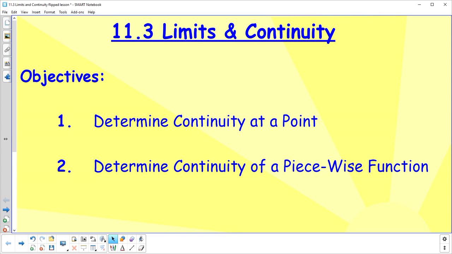Okay, pre-calc, our next lesson is going to be about continuity and how we can use limits to test continuity. And so we're going to break this into two pieces. The first part is when we talk about continuity at a specific point, so we're going to have some x value we plug in and see what happens. And then we'll talk about continuity of piecewise functions. So we're going to revisit piecewise functions again.